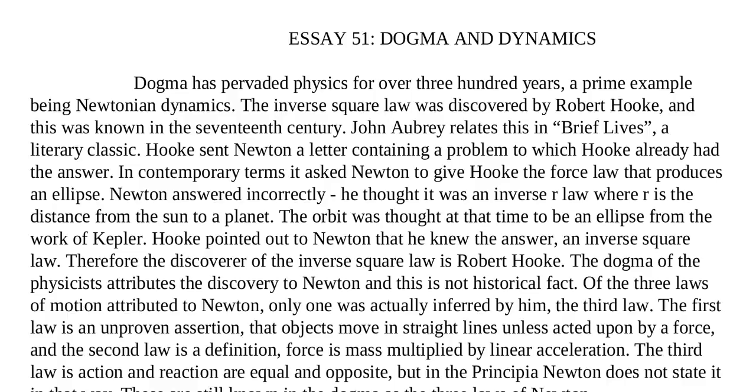He thought it was an inverse R law, where R is the distance from the Sun to a planet. The orbit was thought at that time to be an ellipse from the work of Kepler. Hooke pointed out to Newton that he knew the answer, an inverse square law. Therefore, the discoverer of the inverse square law is Robert Hooke. The dogma of the physicists attributes the discovery to Newton, and this is not historical fact.